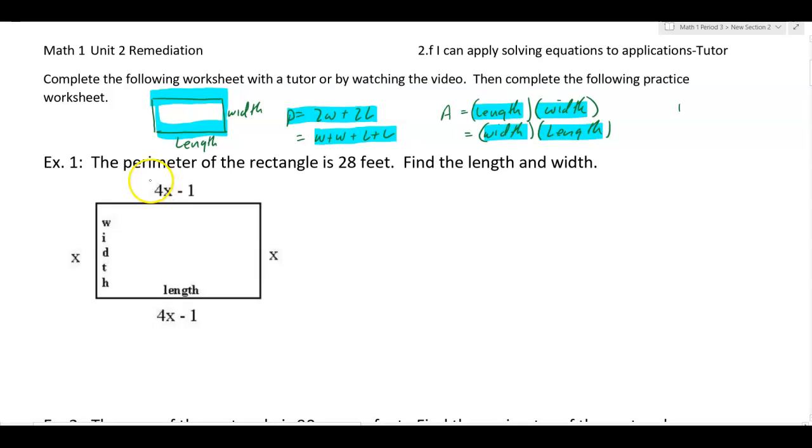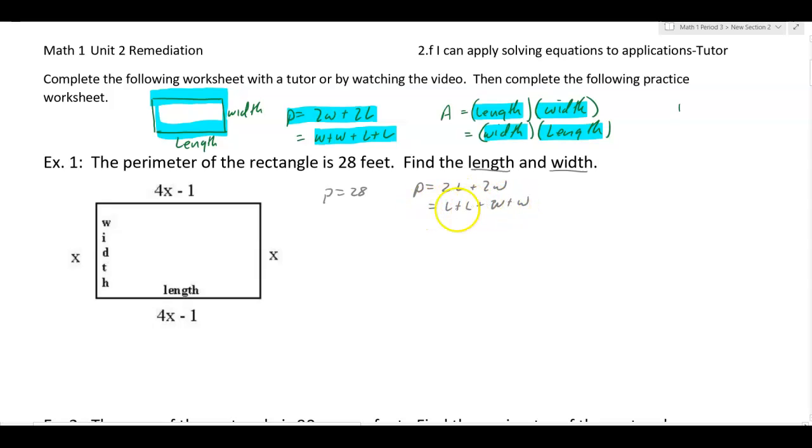So when we look at the first example, the perimeter of the rectangle is 28. So I'm going to write and label that down. Perimeter is 28. Find the length and the width. So that's what we're looking for here. Now, I know the formula for the perimeter of a rectangle is perimeter is 2 times the length plus 2 times the width. Or I could just add up all the sides. Length plus length plus W plus W.